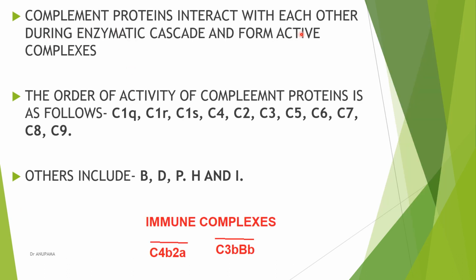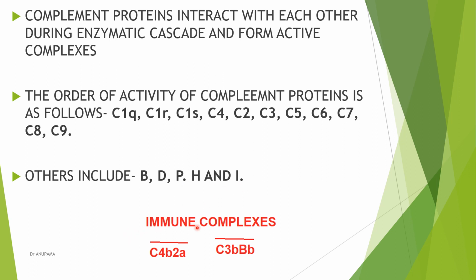The complement proteins interact with each other during the enzymatic cascade and form active complexes. The order of activity of these complement proteins goes like this: C1q, C1r, C1s, C4, C2, C3, C5, C6, C7, C8 and C9. Others include proteins B, D, P, H and I.